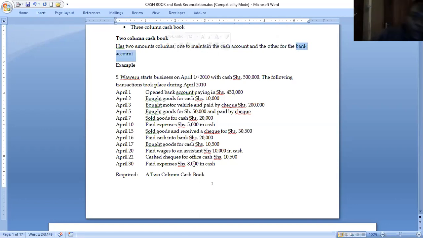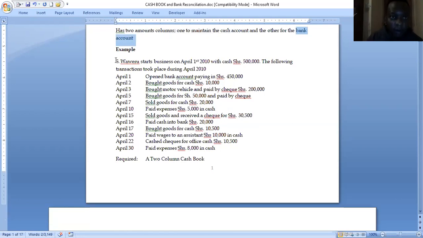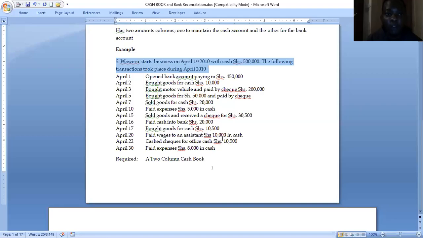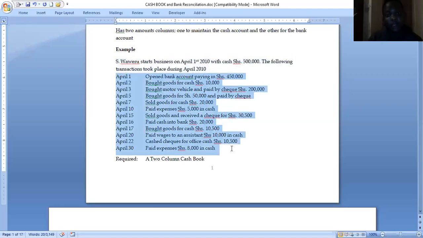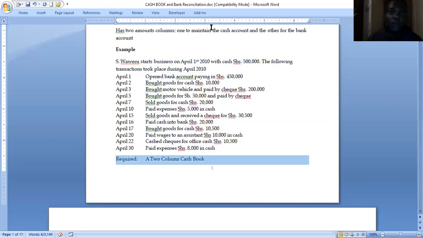So we have an example here to illustrate the two-column cash book. S. Oweru starts business on 1st April 2010 with cash 500,000 shillings. The following transactions took place. So you have the transactions listed there. Then the requirement is to prepare a two-column cash book. And we have our cash book there.